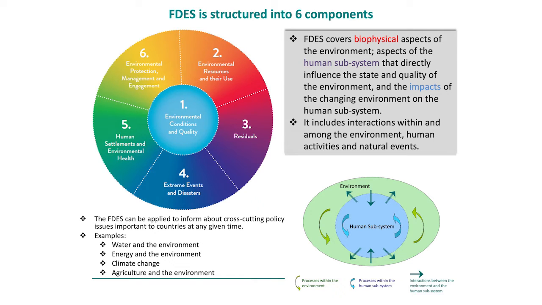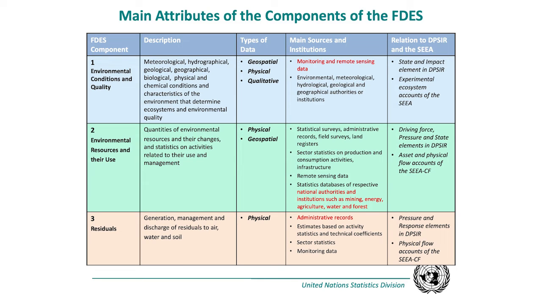This environmental framework is the most complete. It is structured in 6 components and covers the biophysical aspects, also interactions within and among the environment and human activities and natural events. It also contains a chapter which suggests statistics organized according to cross-cutting policy themes, such as climate change. Component 1 covers environmental conditions and quality.